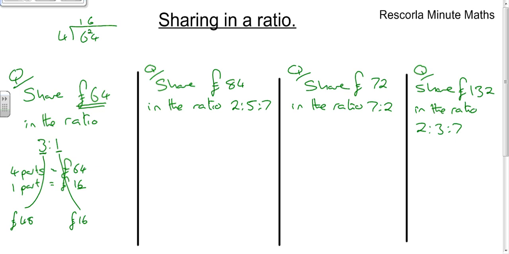Next, this is slightly different because you've got 2 parts, 5 parts and 7 parts. If we add those all together, that's 14 parts. So we write down first of all that 14 parts equals £84.